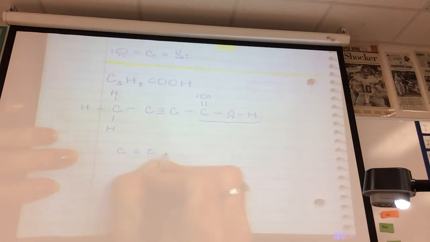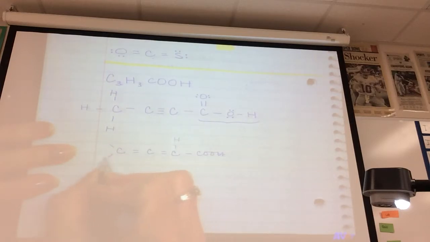Another one, I'm just going to draw it that way. Another one would be this. And why did that one work? Why does this work? Does carbon have 4 bonds in every instance?